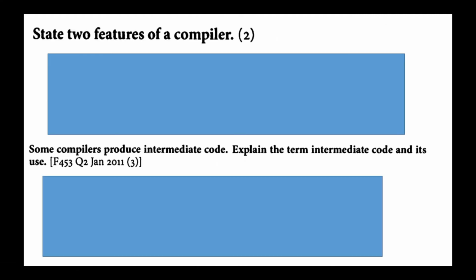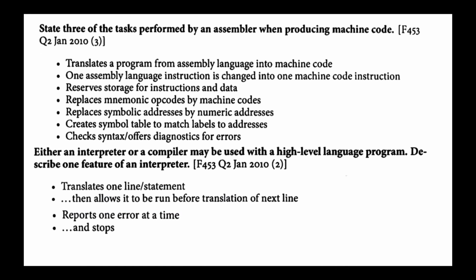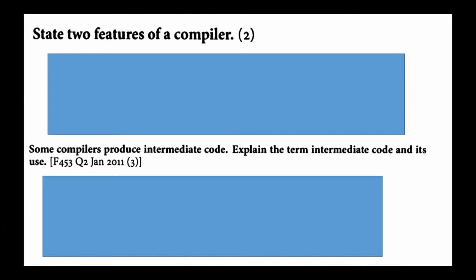Now, state two features of a compiler. And then explain the term intermediate code and its use. So have a go at this.